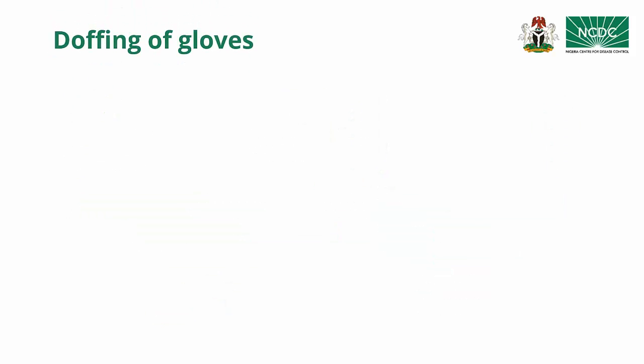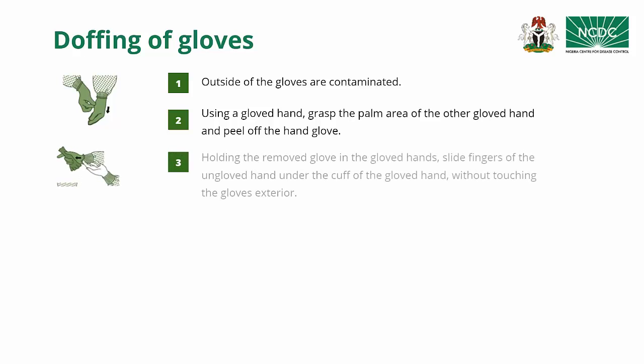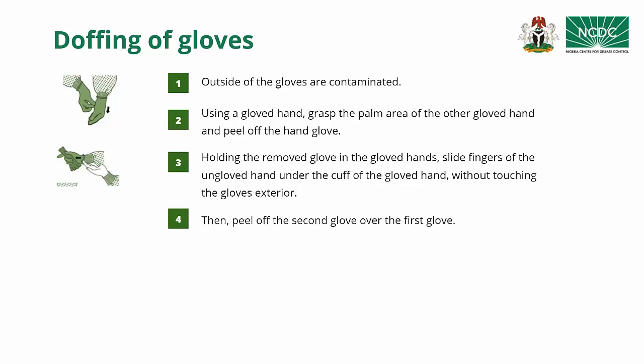To doff gloves. First, note that the outside of the gloves is contaminated. Please try not to touch it when doffing gloves. Using a gloved hand, grasp the palm area of the other gloved hand and peel off the hand glove. Then, holding the removed glove in the gloved hand, slide the fingers of the ungloved hand under the cuff of the gloved hand without touching the glove's exterior. Proceed to peel off the second glove over the first glove.